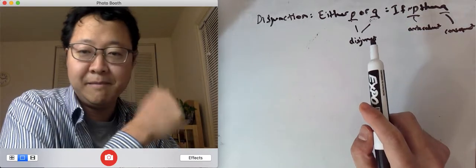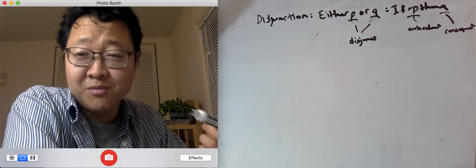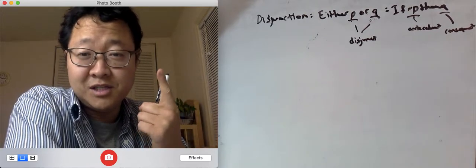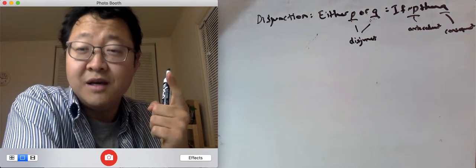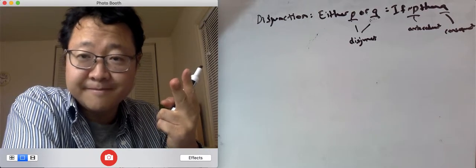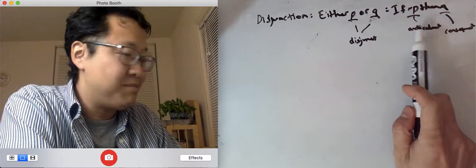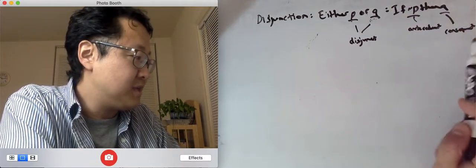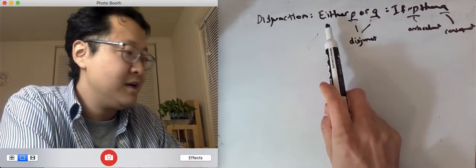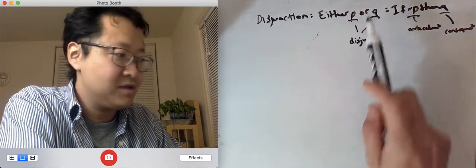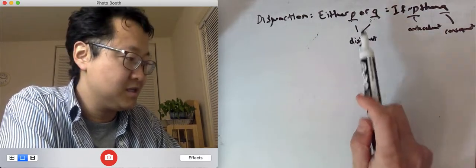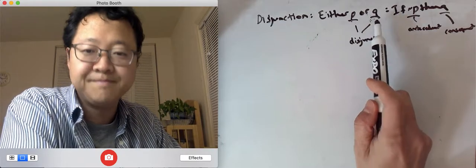So if I say either you go to your room or you're grounded, one of the disjuncts is you go to your room. The other disjunct is you're grounded. Just like with the antecedent and consequent of a conditional, the if is not part of the antecedent, the then is not part of the consequent. Similarly, the either is not part of the disjunct, and the or is not part of the disjunct. The disjunct is just the P and the Q.